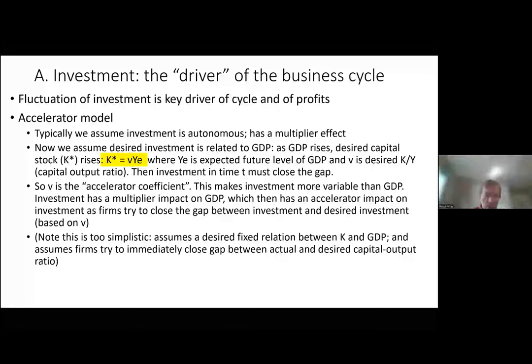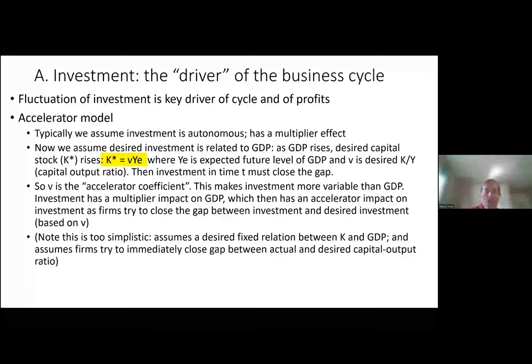Okay. So going back to Keynes, fluctuation of investment is the key driver of the cycle. And then we're going to see it's also a key driver of profits. That's Kalecki. So in the accelerator model, we typically assume investment is autonomous. It has a multiplier effect. So basically that's what Keynes is doing in the General Theory.